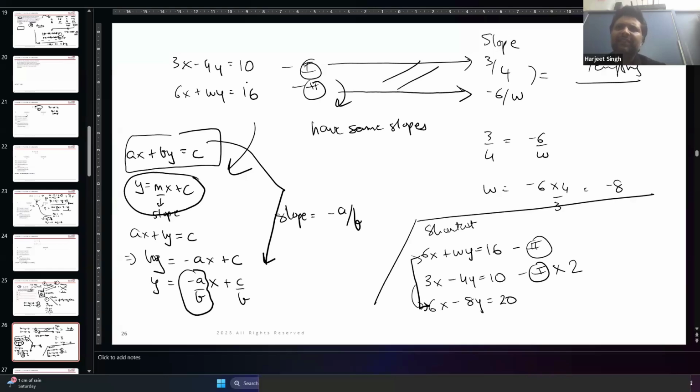Coefficient of x is the same. This is equation 3. So comparing 2 and 3, coefficient of x is the same. So the coefficient of y also has to be the same. So w equal to minus 8. So this w should be equal to this. So this is the other way of solving. Second method is preferred, shortcut.